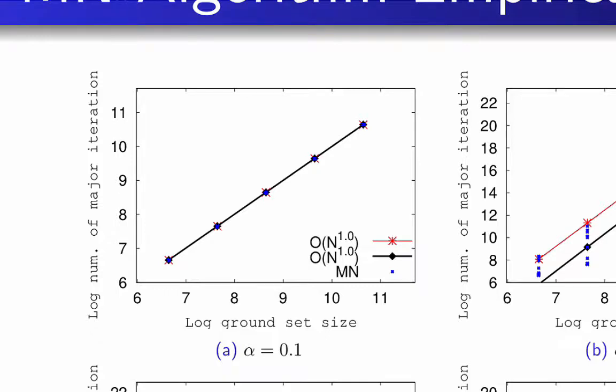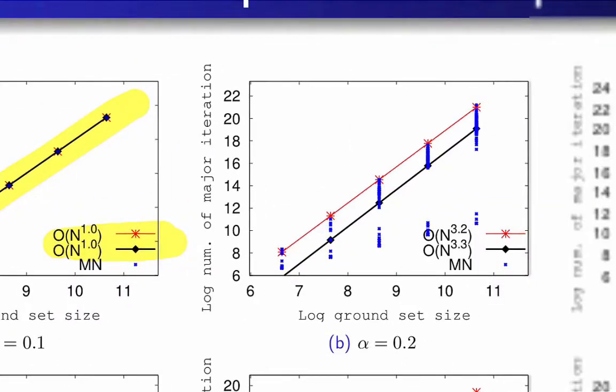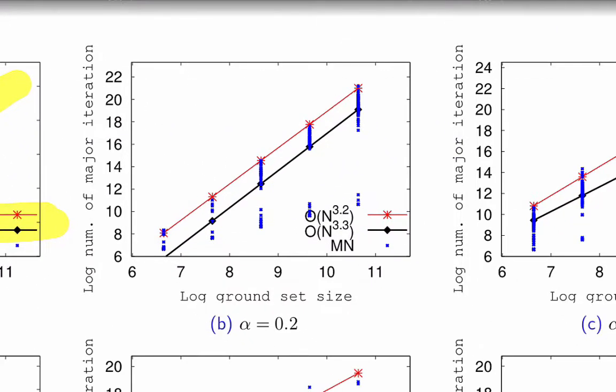You can see that you have two curves, one based on the average, the red stars, and an interpolation based on the averages, and the black one is an interpolation based on the worst case. In this particular case, when alpha is equal to 1, we essentially get something that suggests the number of major iterations is linear in n, which suggests min norm is n to the fourth. However, you get a very, very different picture for different values of alpha.